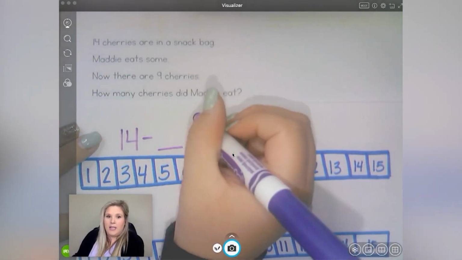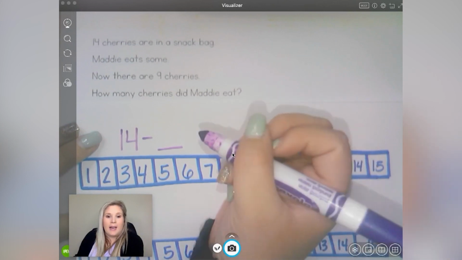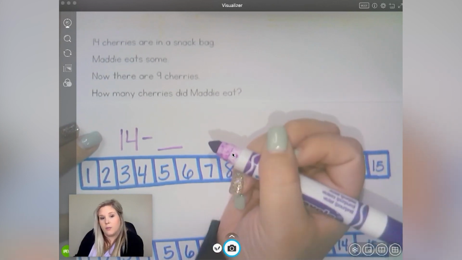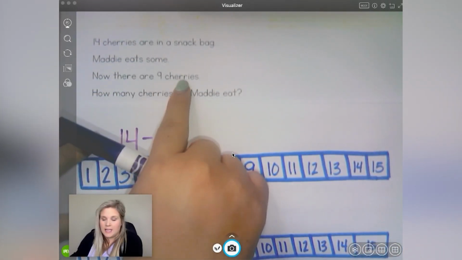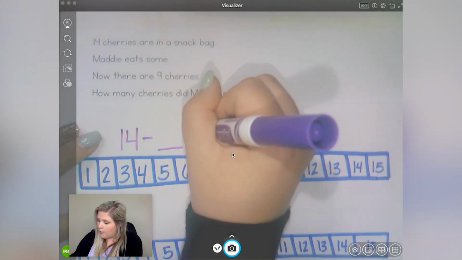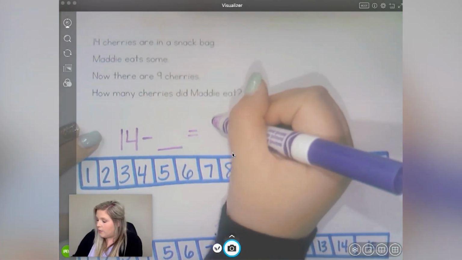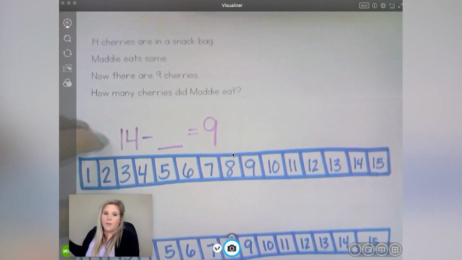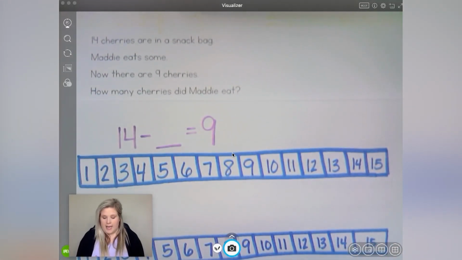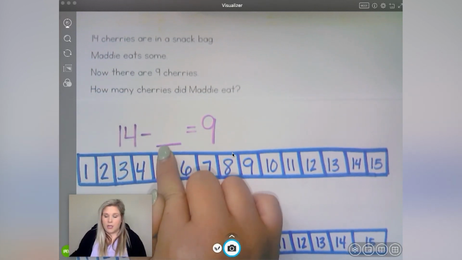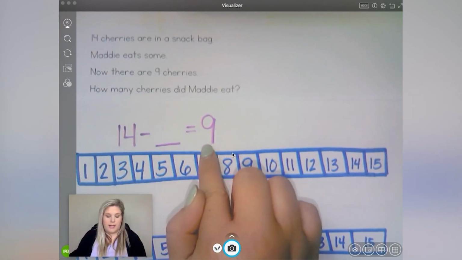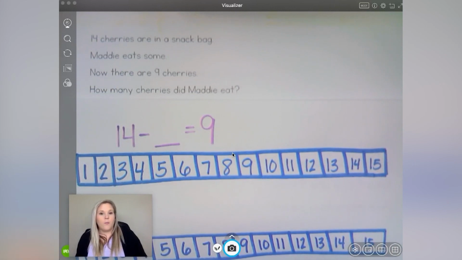How many does Maddie have at the end of our problem? Right. It says that she has 9 cherries at the end. So I'm going to put equals 9. So now our problem states 14 minus some number equals 9. Now, let's look at our number path.